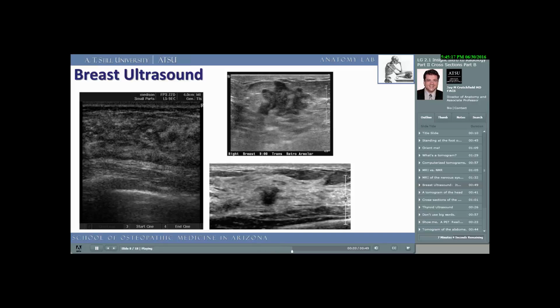In the images that we see here, the image on the left is normal breast tissue. The upper right shows a very irregular density, highly suggestive of cancer, as is the image in the lower right, also highly suggestive for cancer.